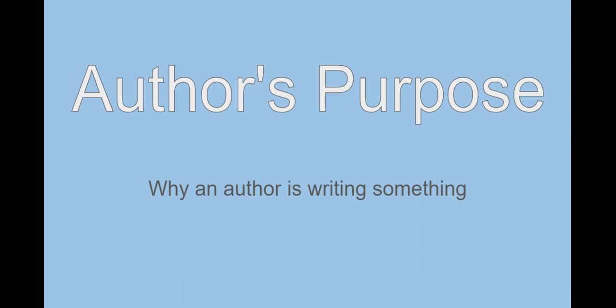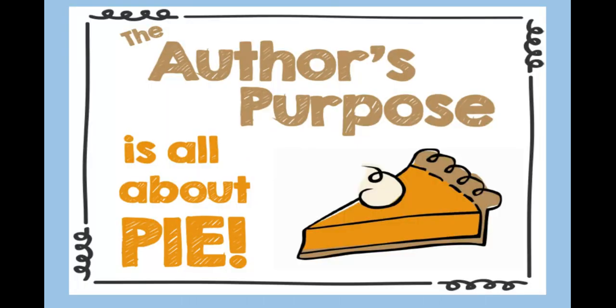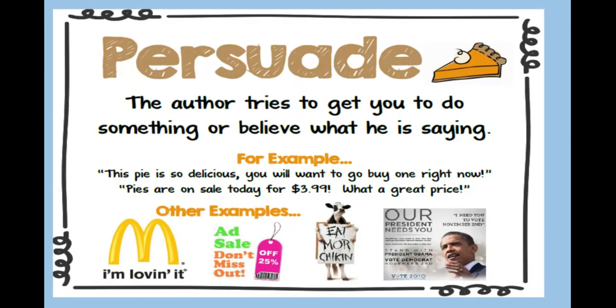Today we're going to be talking about the author's purpose. The author's purpose is why an author is writing something. Every time an author writes something, it's for a reason, so we're going to talk about the different reasons they are writing. The author's purpose is all about PIE, P-I-E. Each one of those letters is going to represent a different kind of author's purpose. So let's go over each one.